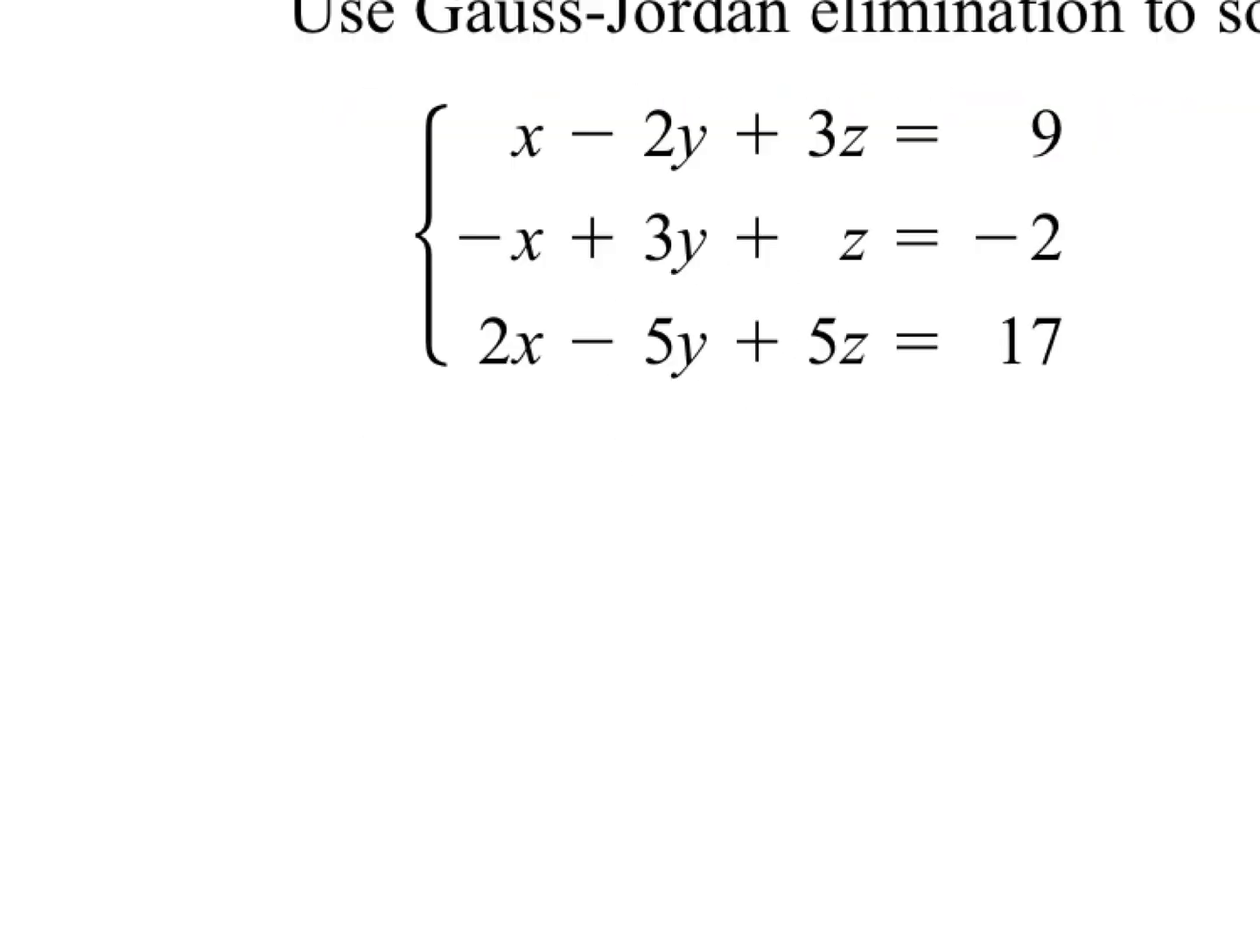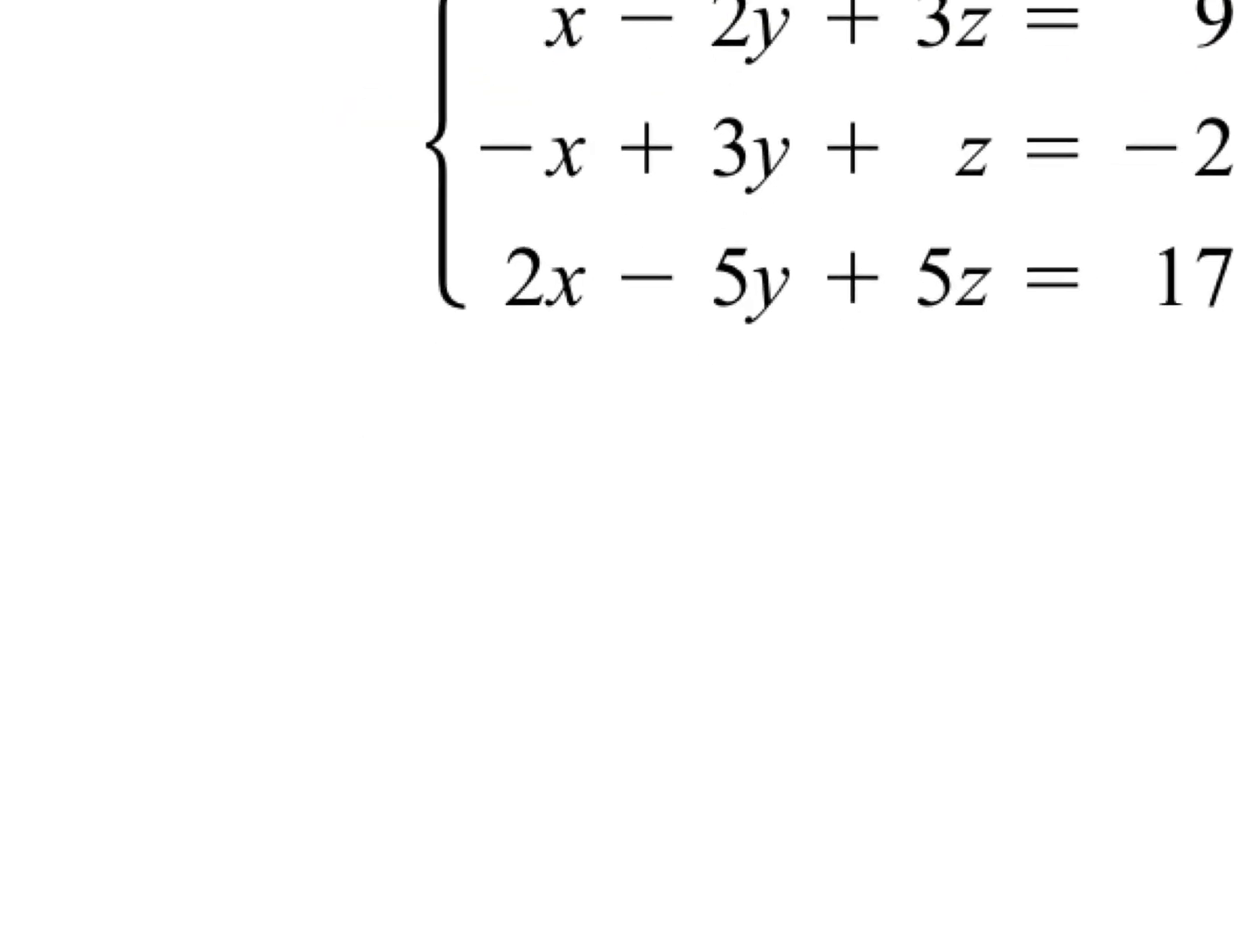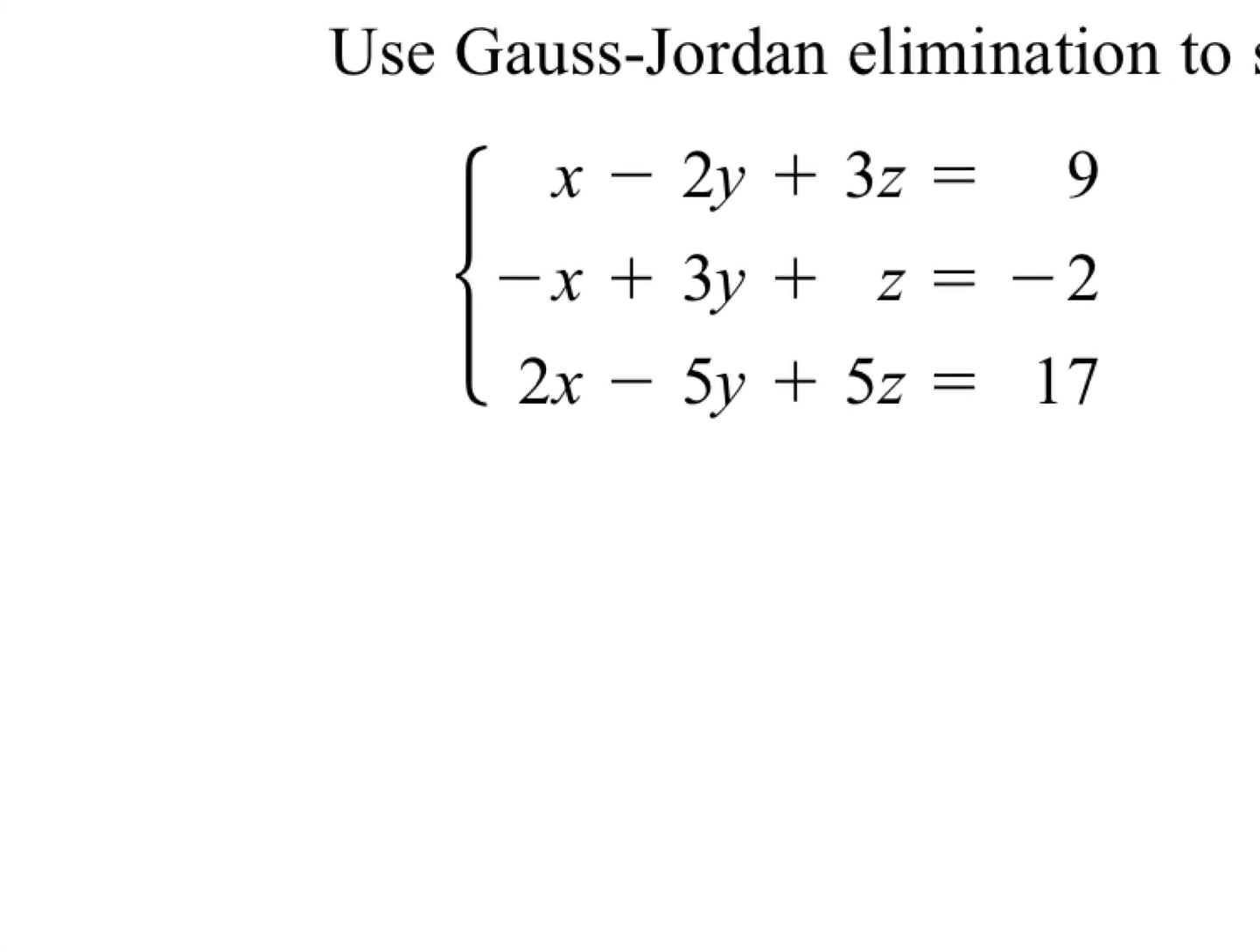So the first thing we're going to do is write out our augmented matrix. Write everything out. Make sure that your signs are right. So my first equation, my coefficients are 1, -2, 3, and 9. Check me, please. Second is -1, 3, 1, and -2. And then the third is 2, -5, 5, and 17.